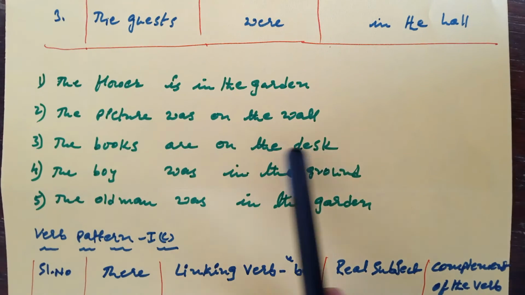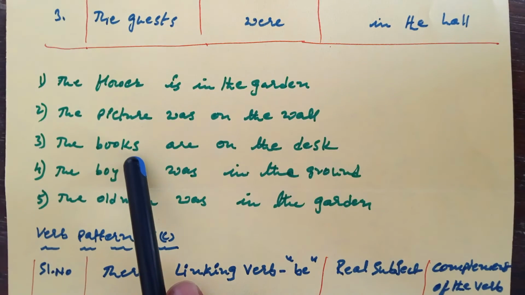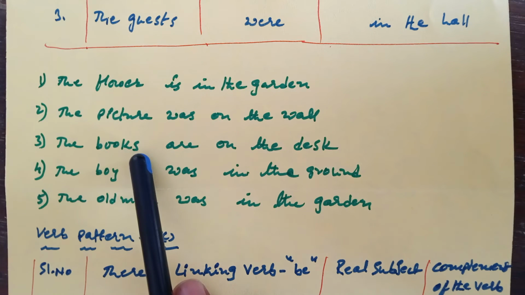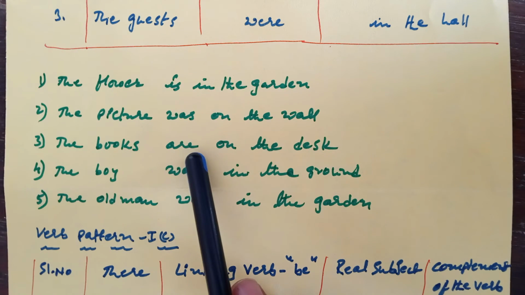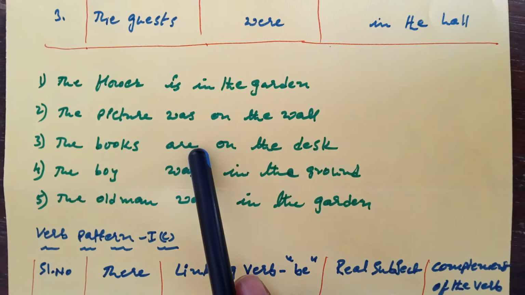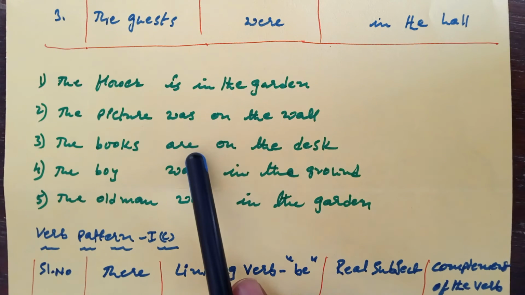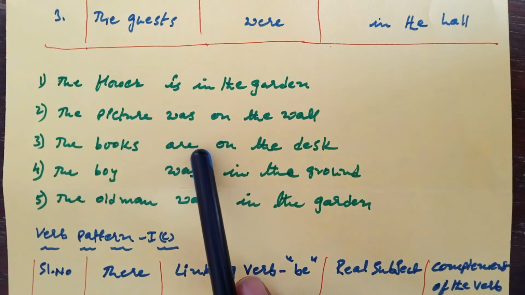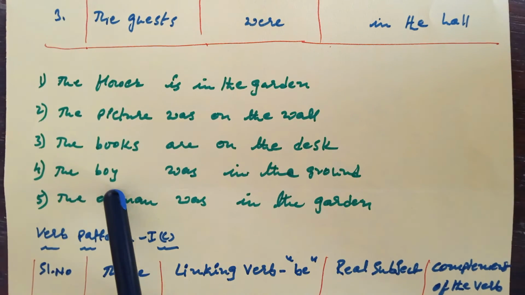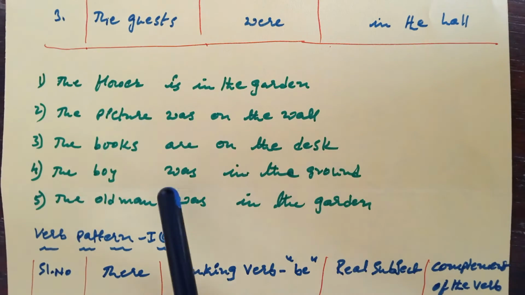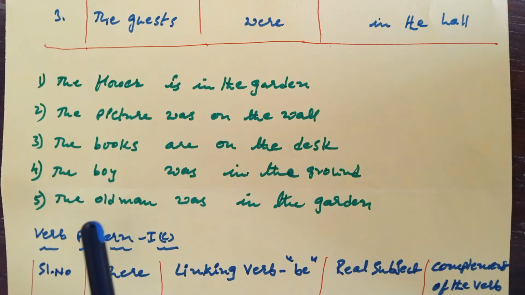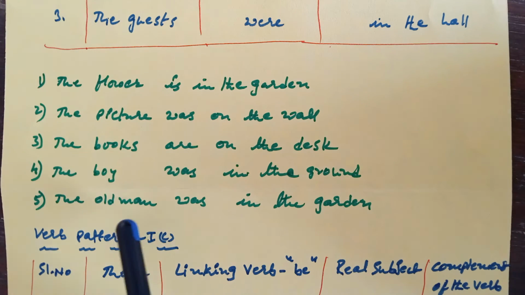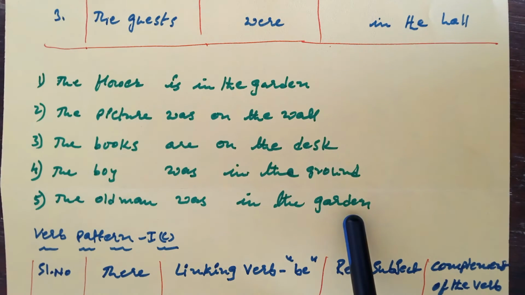The books are on the desk. Here books is the subject in plural form, so we used are. Any plural takes are as the BE form in the present tense. The boy was in the ground. The old man was in the garden.